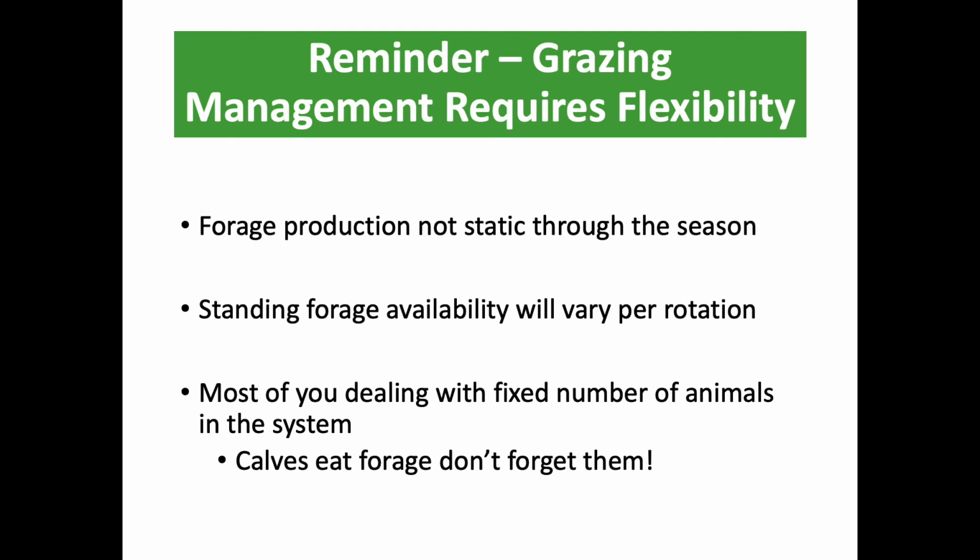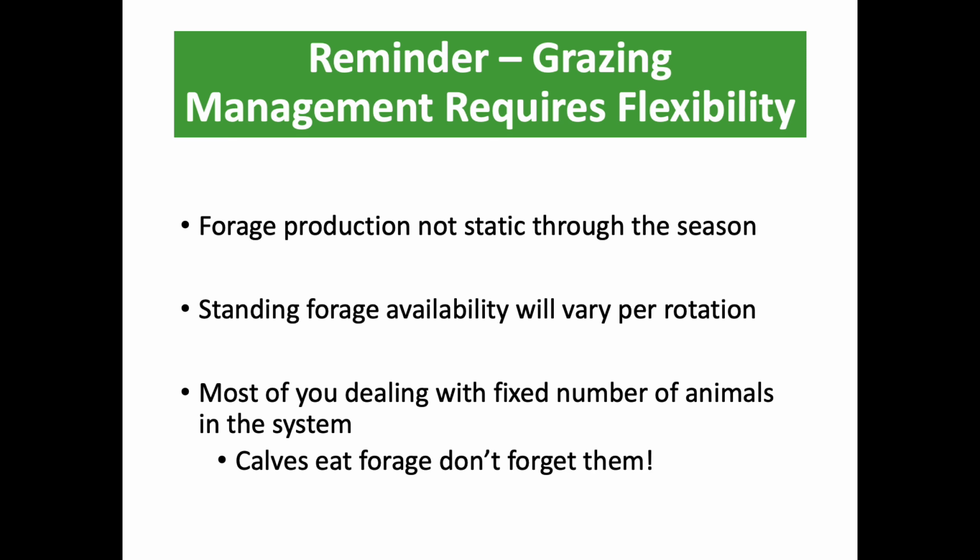Most of the time, we've got a set number of animals, right? And so we've got to adjust the system, i.e. how much space we give them, how quickly or slowly we move them through that system to account for that. Because those animals have got to eat. We can't just say, oh, well, I've got 35 cow-calf pairs, but I only have enough forage for 20 of them, so I'm only going to put 20 in there. That doesn't work. So we've got to account for that and adjust for that.